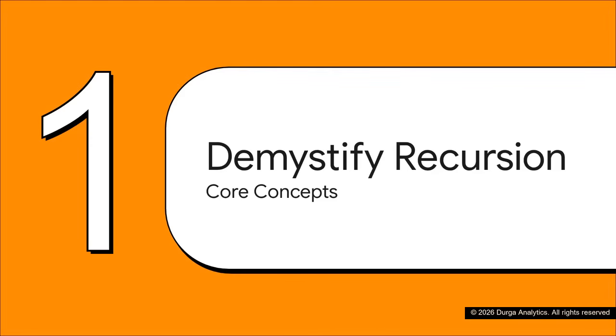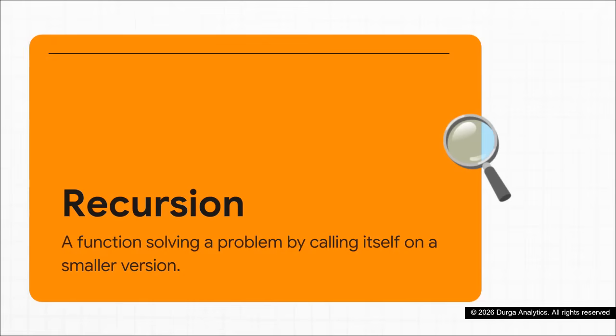Section 1. Demystifying recursion concepts. Let's define what recursion actually means in the context of professional software engineering. At its core, recursion is simply when a function solves a problem by calling itself on a smaller version of that exact same problem. Now, I know that can sound a bit circular at first, but I promise you, it's not. As long as each recursive call works on something slightly smaller, and there's a simplest case that eventually stops the process, it works perfectly.